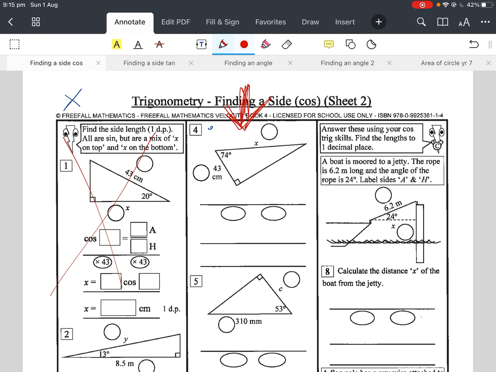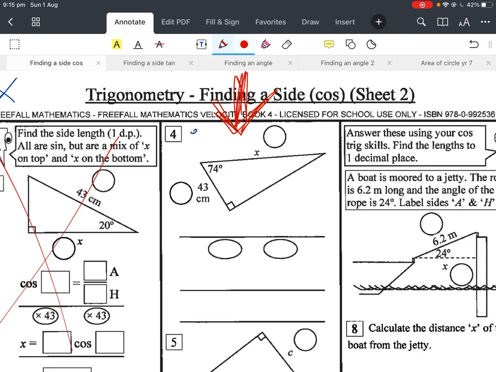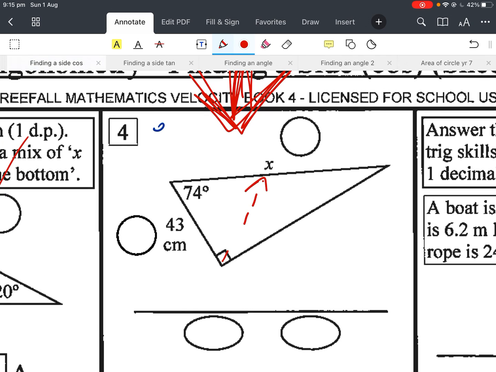First thing you need to do is you need to label the sides. So let's label the sides. First one I'm going to label is opposite the right angle because I always find that's the easiest. Opposite the right angle is the hypotenuse. Now this is a cos sheet, so this kind of helps us. It makes it a bit easier. So I know that next to my 74 is the adjacent side. So that's the first thing I do. Second thing I do is I write down the formula so I know what I'm looking for. There's my formula. Cos theta equals adjacent over hypotenuse.